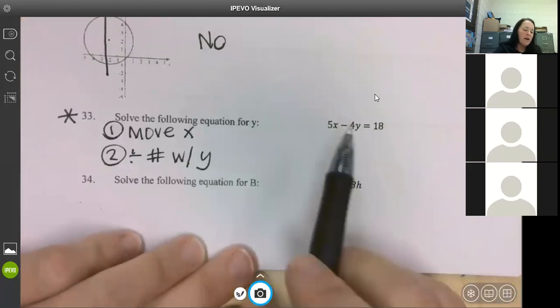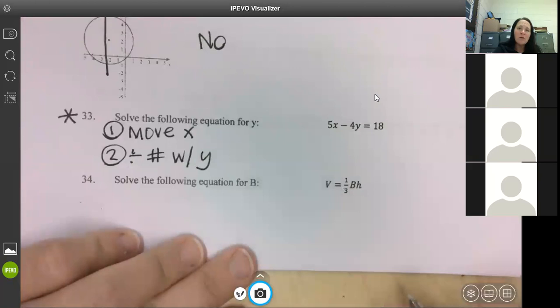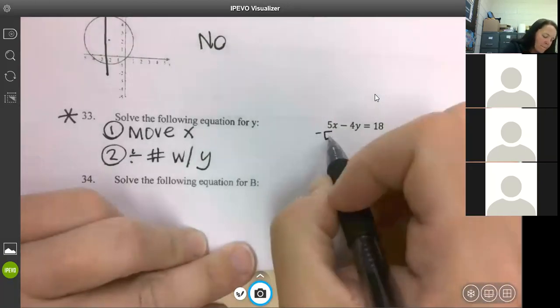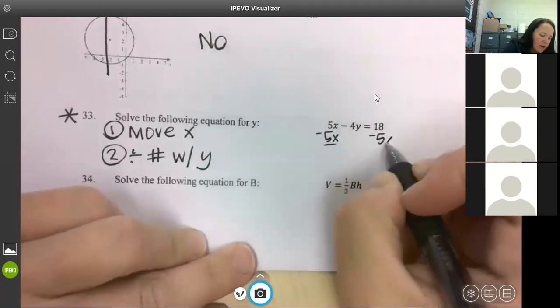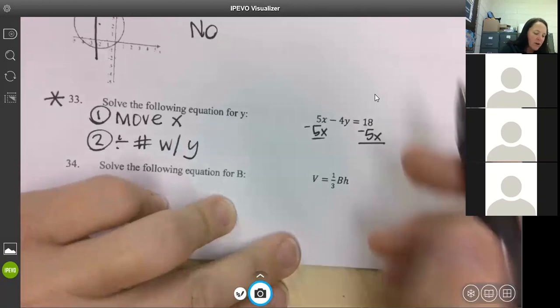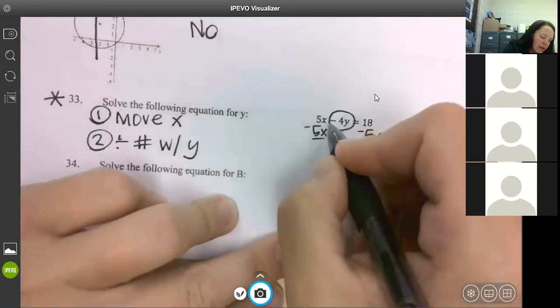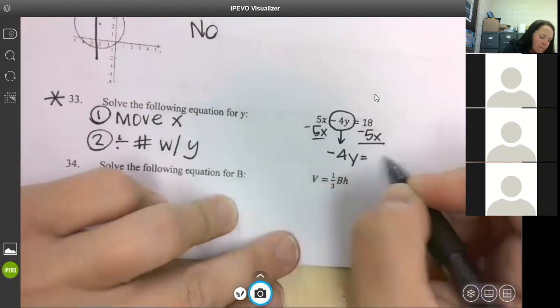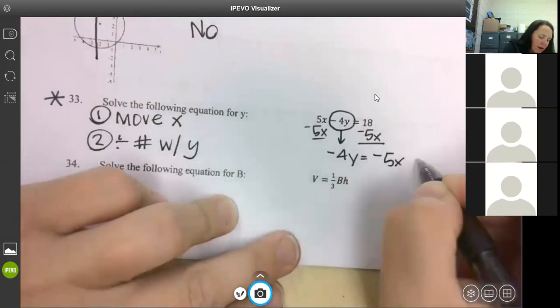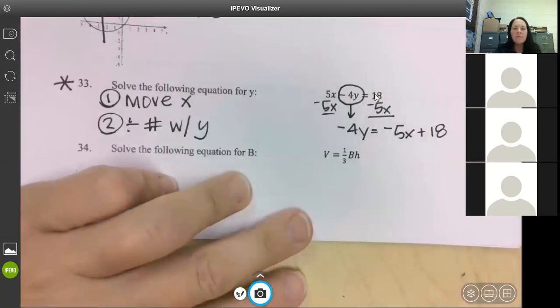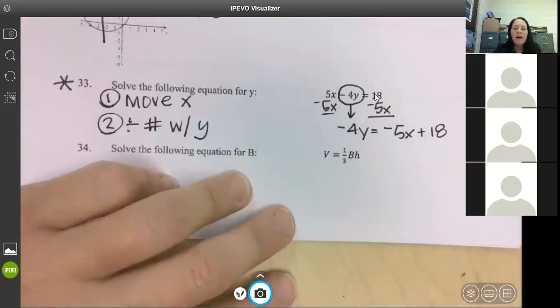So we're going to start with our x. It's a positive 5x. How do we move it? Subtract. I do not care tomorrow if you put it in the front or in the back. Okay, it doesn't matter. This is what you always forget. I need to bring down the full -4y. I like my x in front. If you put it in the back, it's not going to hurt anything. So there's your move x.